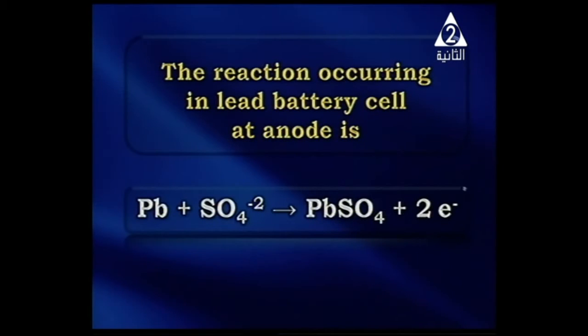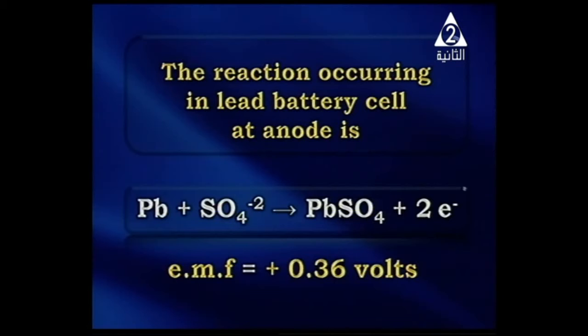Again, we have the reaction occurring in the lead battery cell. It is very important to know this. At the anode, the negative pole, we have lead plus SO4 2- giving us lead sulfate plus 2 electrons, losing 2 electrons. This is the anode, and the EMF is positive 0.36 volts, the first one.